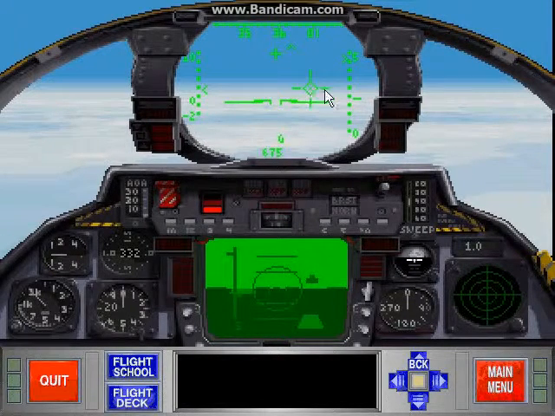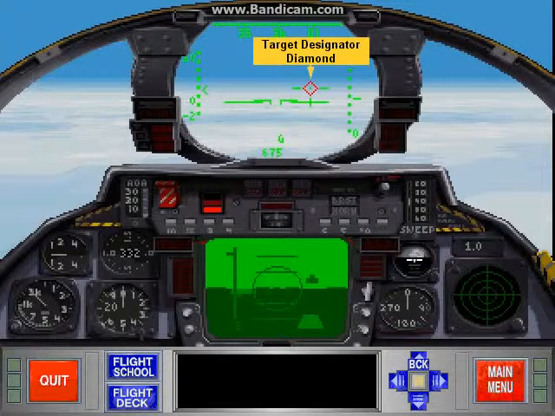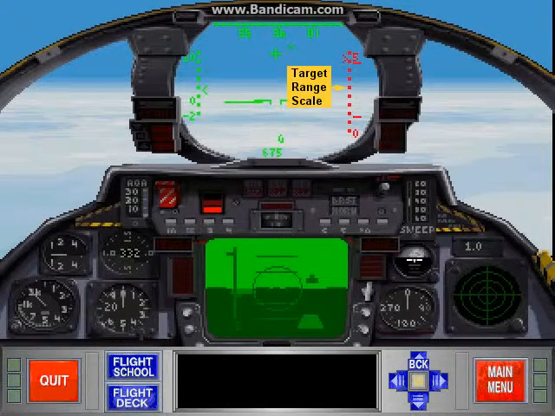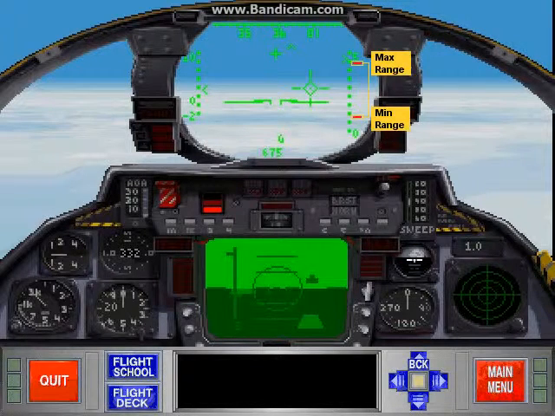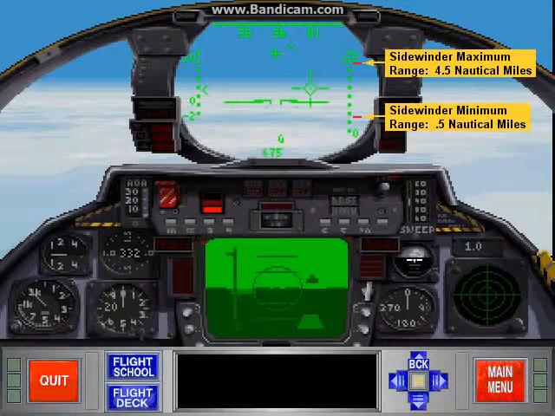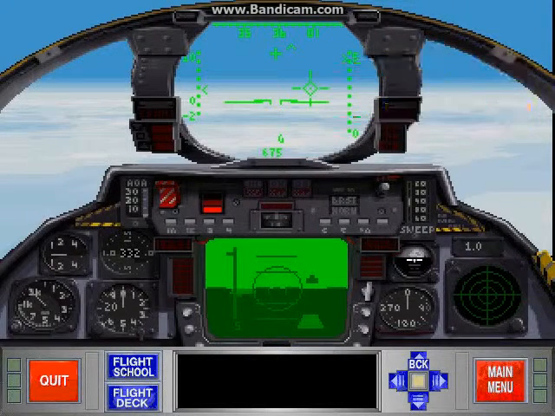When a target has been locked up on your radar, a target designator diamond appears on your heads-up display, showing you the location of the aircraft. The target range scale is used to estimate the range to an enemy that you have locked up. A locked target is represented by a pointer on the left side of the scale, called the target range caret. On the right side of the scale are 2 tick marks that represent the maximum and minimum ranges of the selected weapon system. In this case, Sidewinder ranges are shown. A target range caret that is inside these ticks is in range. If it is outside, then it is not in range.